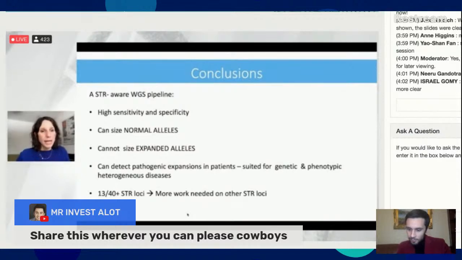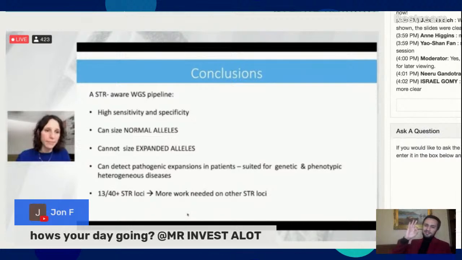This pipeline has high sensitivity and specificity, and can also size alleles in the normal range, provided that they're smaller than the read length, whilst it cannot size alleles that are expanded. This size prediction particularly affects very large expansions such as FMR1, C9orf72, and DMPK.